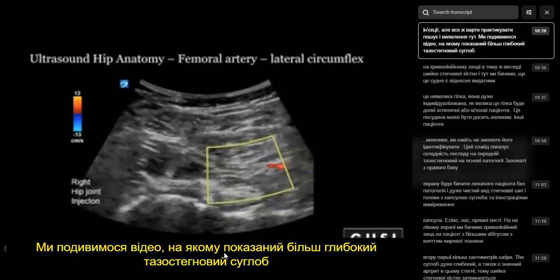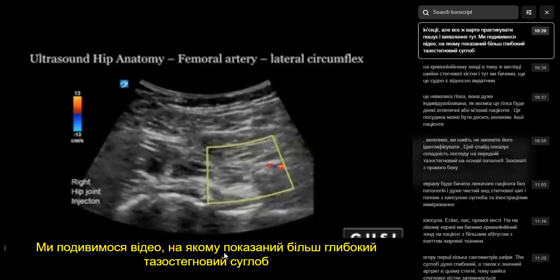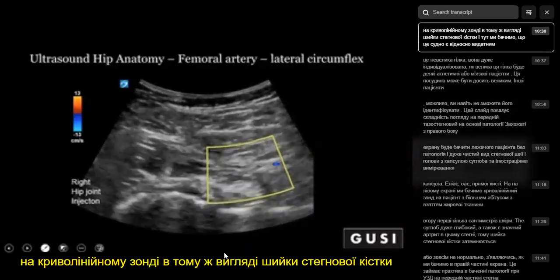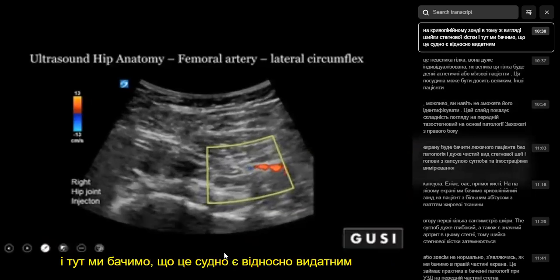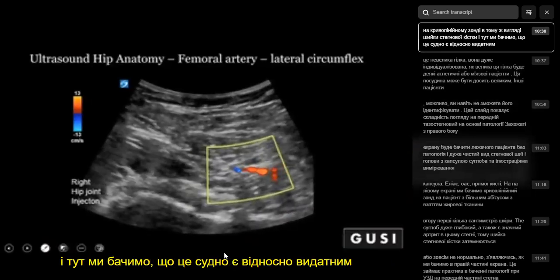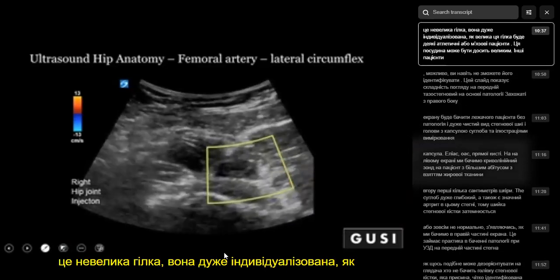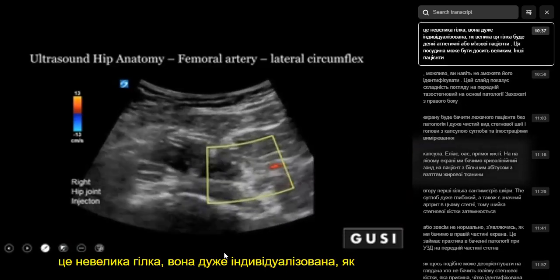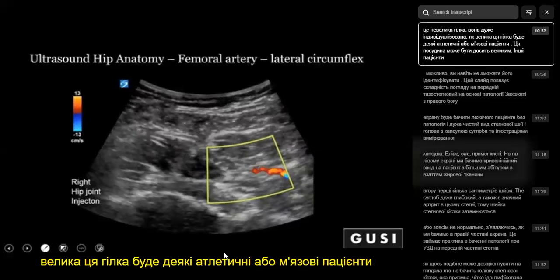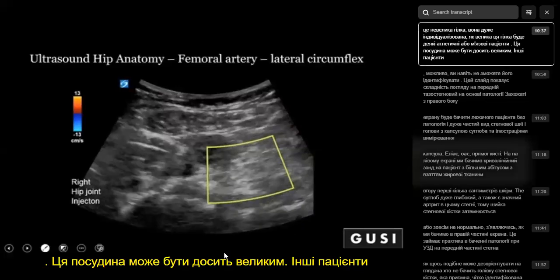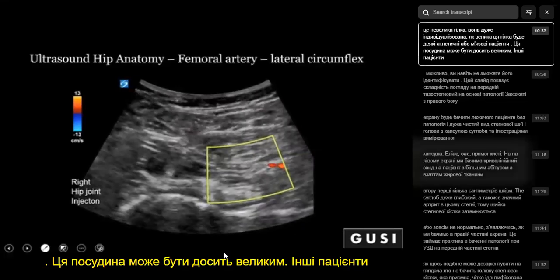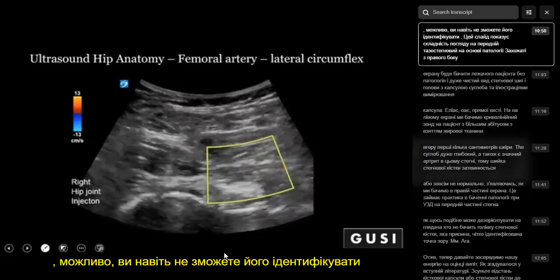Here we'll watch a video which shows a deeper hip joint on a curvilinear probe in the same femoral neck view. And here we see this vessel is relatively prominent. Given this is a small branch, it's highly individualized how large this branch will be. In some athletic or muscular patients, this vessel can be quite large. In other patients, you may not even be able to identify it.